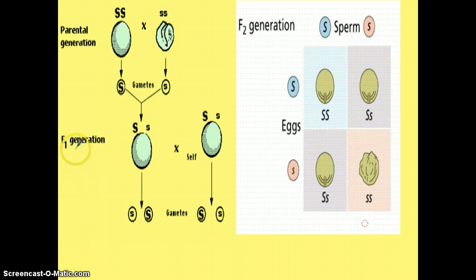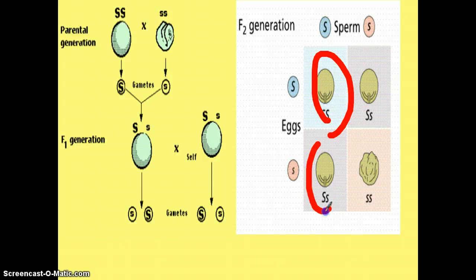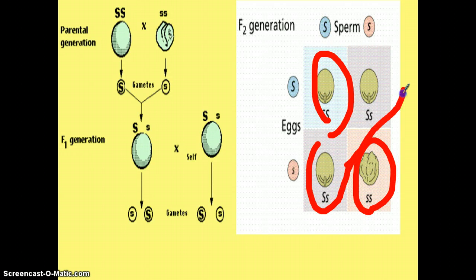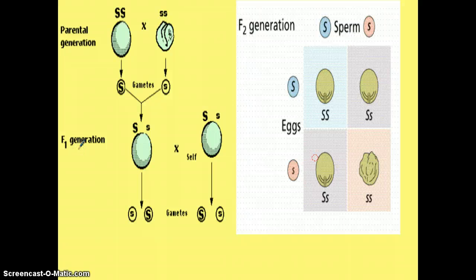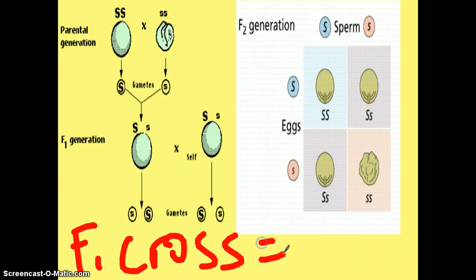Now, who could tell me the genotype ratios for this offspring? 25% capital S, 25% lowercase s, and 50% capital S, lowercase s. Good. 25 capital S, 25 little s, and 50% capital S, little s. That F1 cross creates the F2 generation. Correct. F1 cross equals F2 generation. And it can only be an F1.